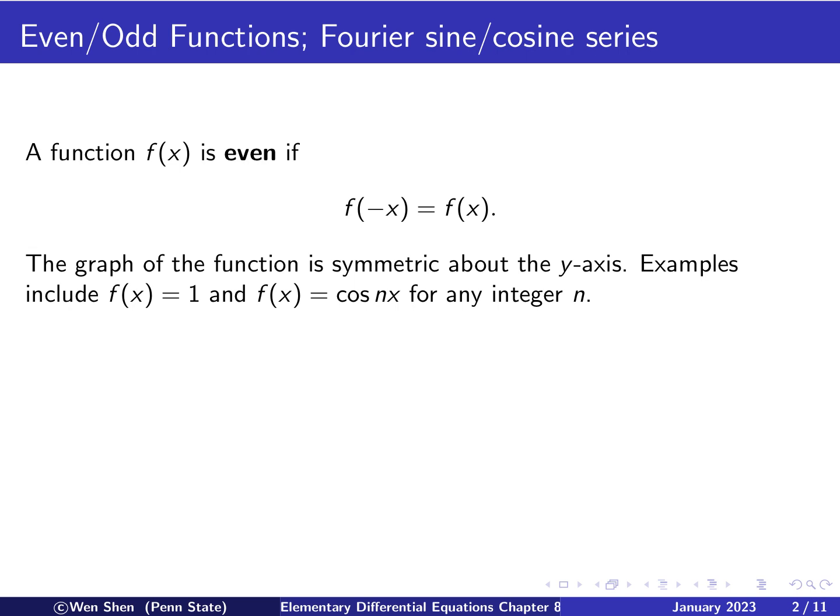A function is called even if it has the following property, that is, if you make the x negative, you do not change the function value. So f of negative x equals f of x. And you can see this in the graph of the function. The graph of the function will be symmetric about the y-axis. That is, if you plot it on paper and fold it along the y-axis, then the left and right would perfectly match each other.